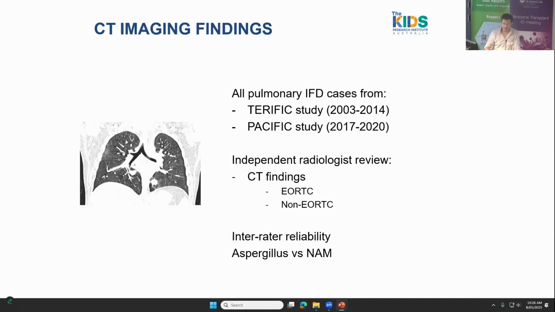We also looked at the reliability and the agreement between the raters, and then looked to see if there's any difference when comparing Aspergillus infections and non-Aspergillus mold. That's important because they have quite different treatment regimens. If you can tell early on, just based on imaging findings, then that can impact your choice of antifungal agent and surgical intervention.